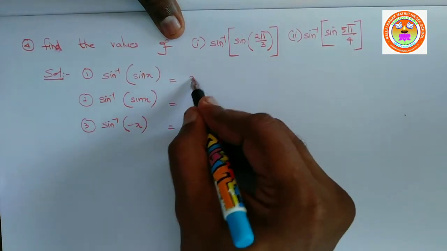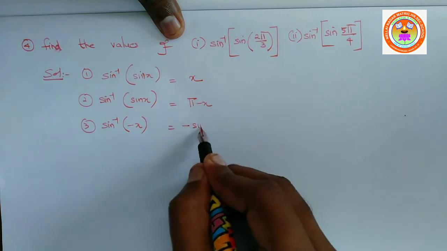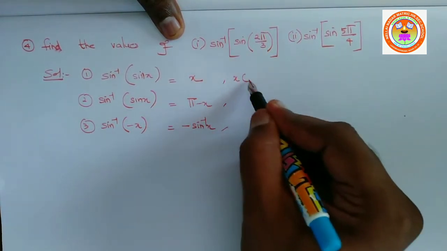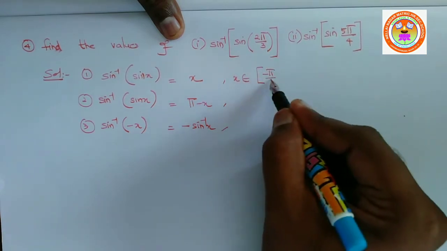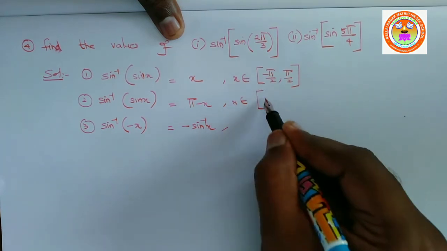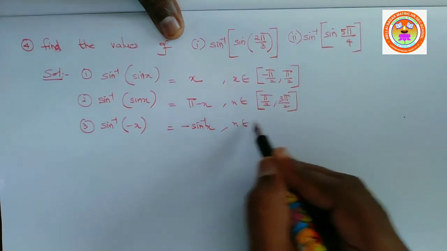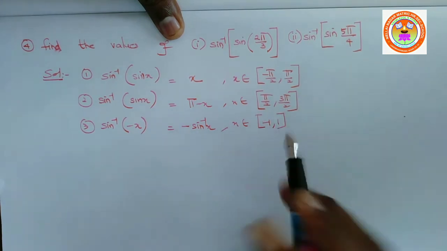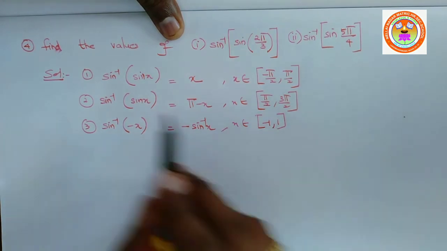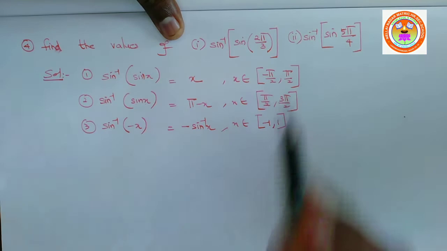One answer is x. Another answer is π minus x. This you know, minus of sin inverse of x. Each has a condition: x belongs to (−π/2, π/2), x belongs to (π/2, 3π/2), and x belongs to (−1, 1). For this one, sin inverse is followed by a value, so value. The others are sin followed by angle, so angle.